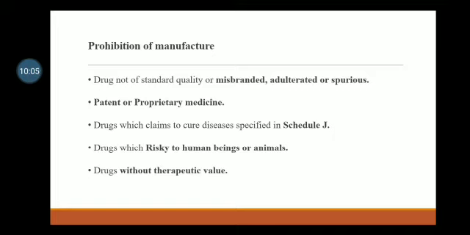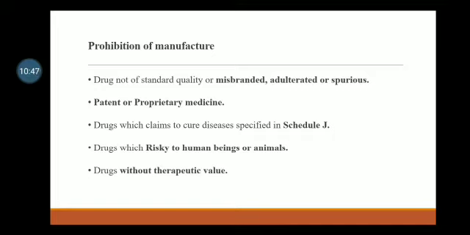Then patent or proprietary medicine. When a patent is provided, the right to manufacture that particular drug belongs to a particular company, so it will prohibit other companies from manufacturing the same drug. Then drug which claims to cure diseases specified in schedule J. So it can also be prohibited. Schedule J diseases are the diseases which are not cured easily. So if drugs are manufactured claiming to cure these, they can also be prohibited.